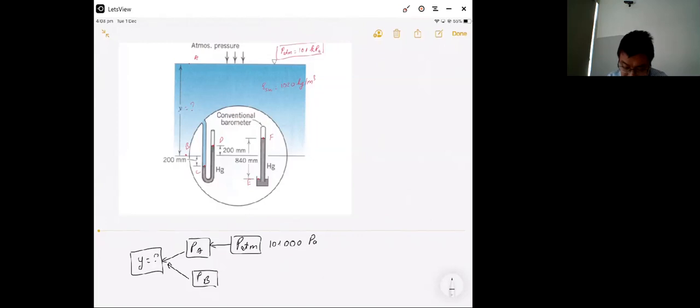Okay. PB. To find PB, you have to know PC, because the distance between B and C you know. So if you know PC, you can find PB. To find PC, you have to know PD, because the distance between C and D you know, and between C and D is mercury, Hg.